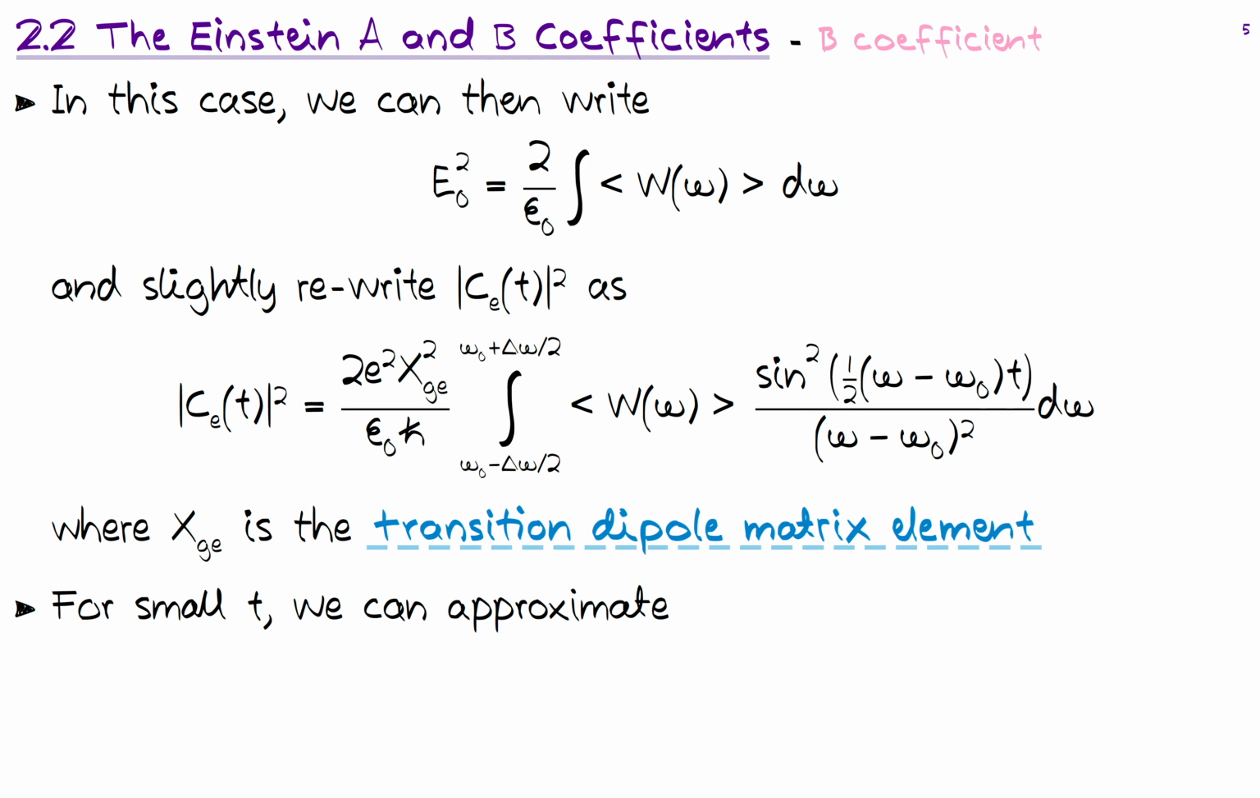Now let's look into the math for small values of t. In the beginning of the process, for the rate of absorption, we can approximate these sinusoidal terms, sine squared of one half times omega minus omega naught times t, divided by omega minus omega naught squared, as approximately t squared divided by 4.